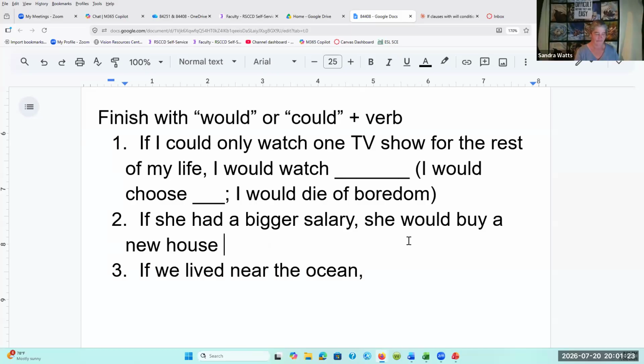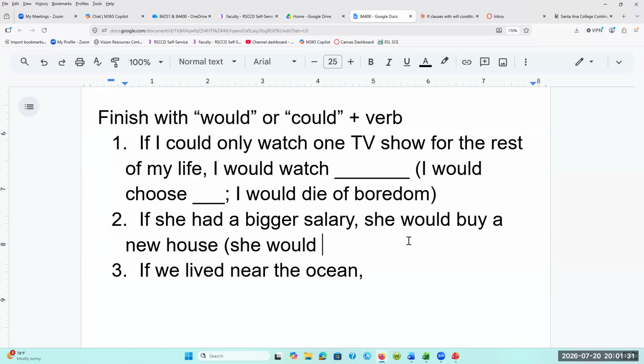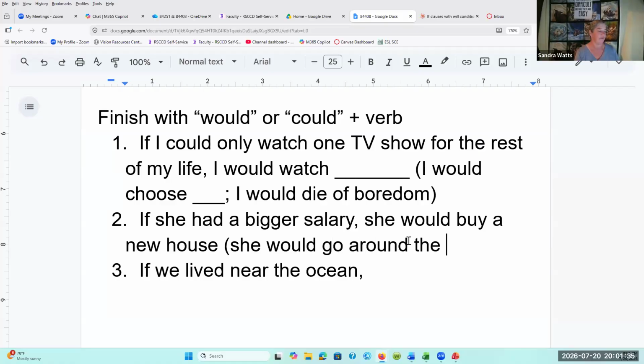Anybody else? Different idea? She would go around the world. I only got two people talking today. What's up with that? Okay.